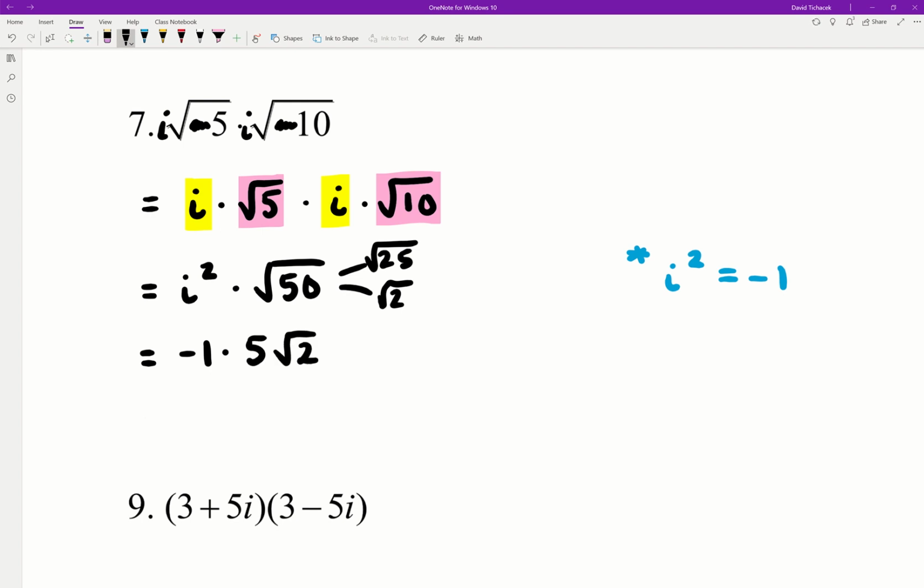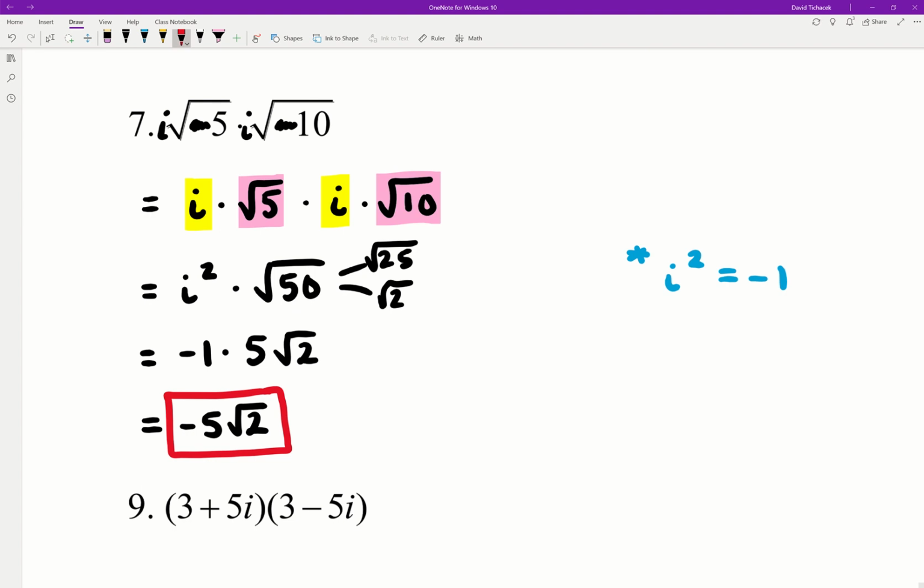And so if you go ahead and multiply -1 times 5, of course, you get -5 times the square root of 2. And you might be asking yourself, well, where the heck did i go? I thought we were dealing with i in this video. Well, what we're seeing here is that when you take the square root of negative numbers and you multiply those together, because i times i is -1, it completely eliminates i from the problem.